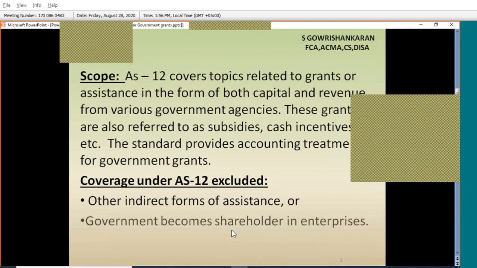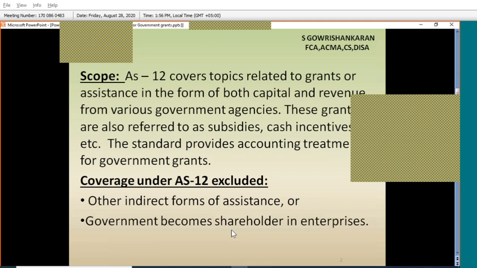Okay, so government becomes shareholder in enterprises. What is this? When can I become a shareholder in a company? When I purchase the shares of that company, I will become a shareholder. Government invests in that company. So if I become an investor, then there is no grant. If I am an investor, there is no grant.